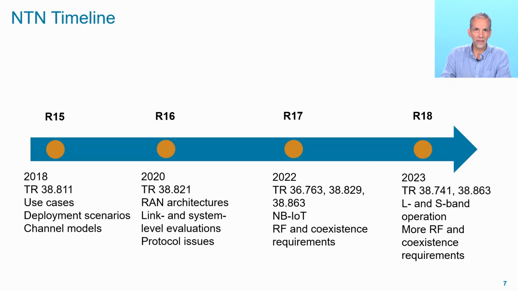Let's talk a little bit about the NTN timeline. So even though NTNs are just now in 2024 beginning to be deployed, people in 3GPP, the standards body for cellular, were thinking about it in 2018. They defined very high-level deployment scenarios and channel models, and you can see in each release afterwards, every year or two later, more specificity has been built into the standards. Up until most recently, with R18 being released, we're talking about RF and coexistence requirements, L and S band operation. So this spec is getting more and more solidified as time goes on.